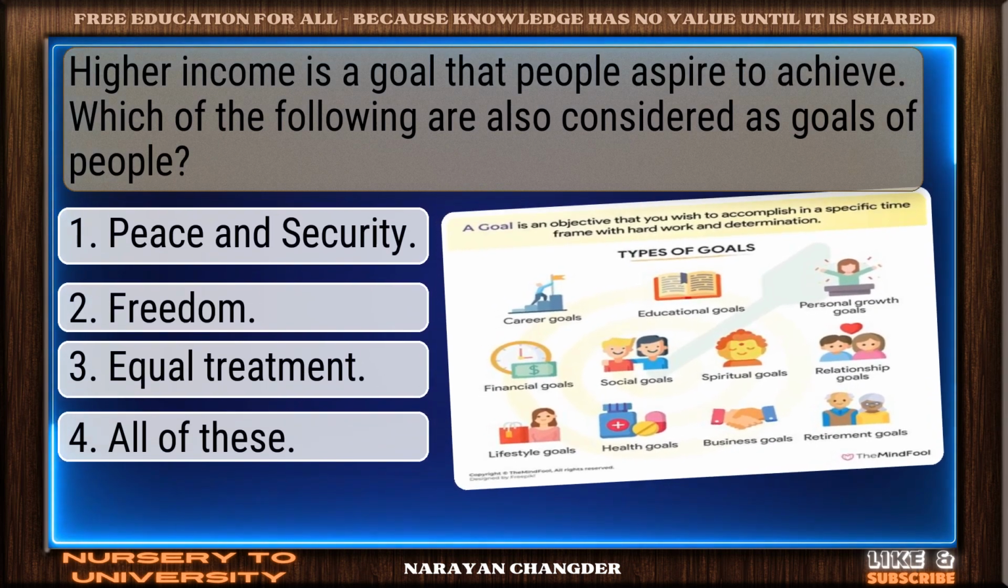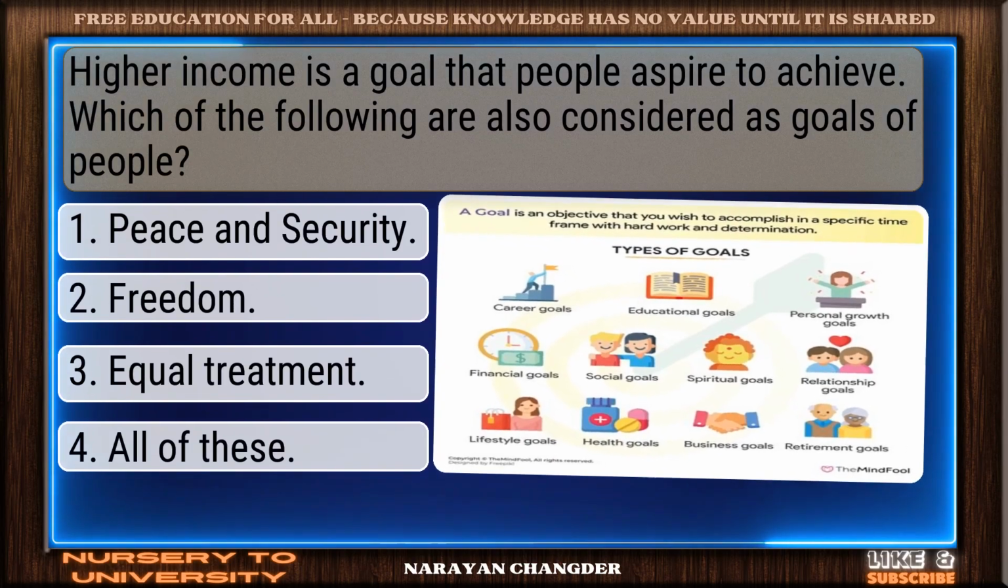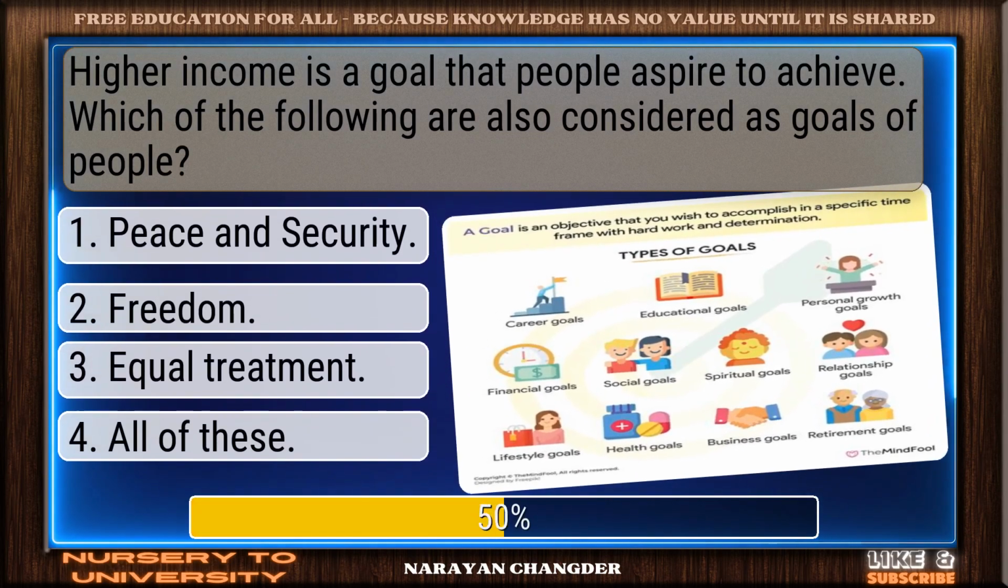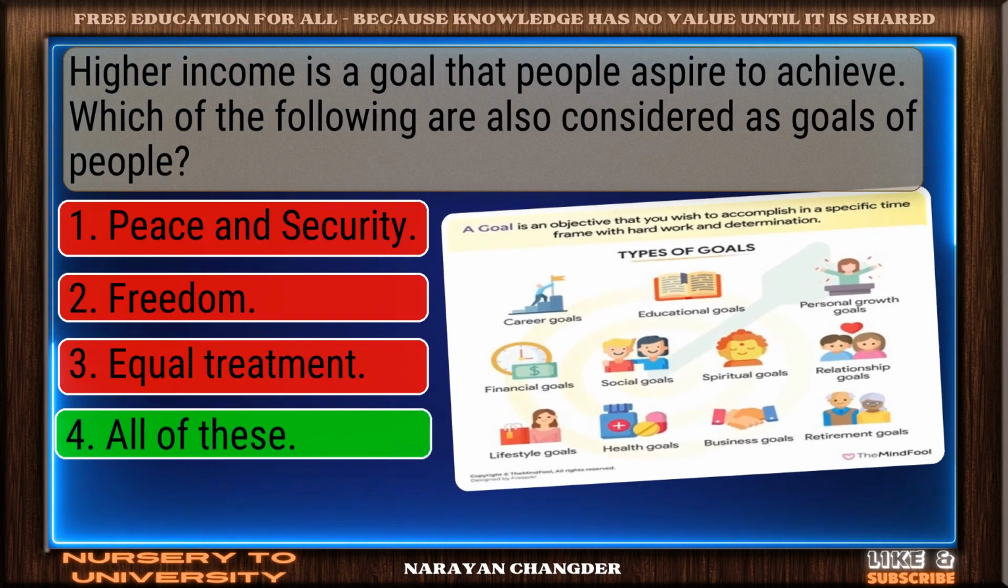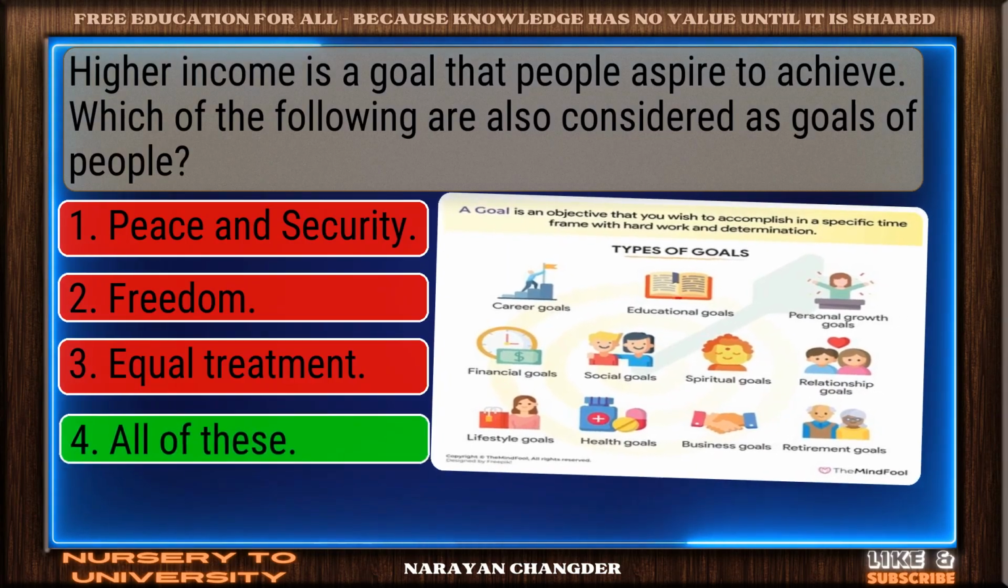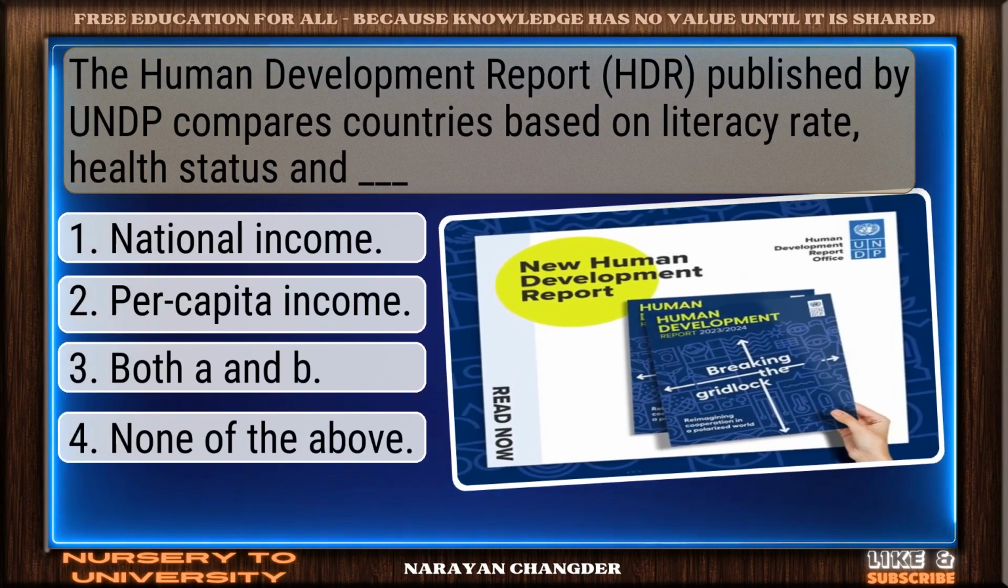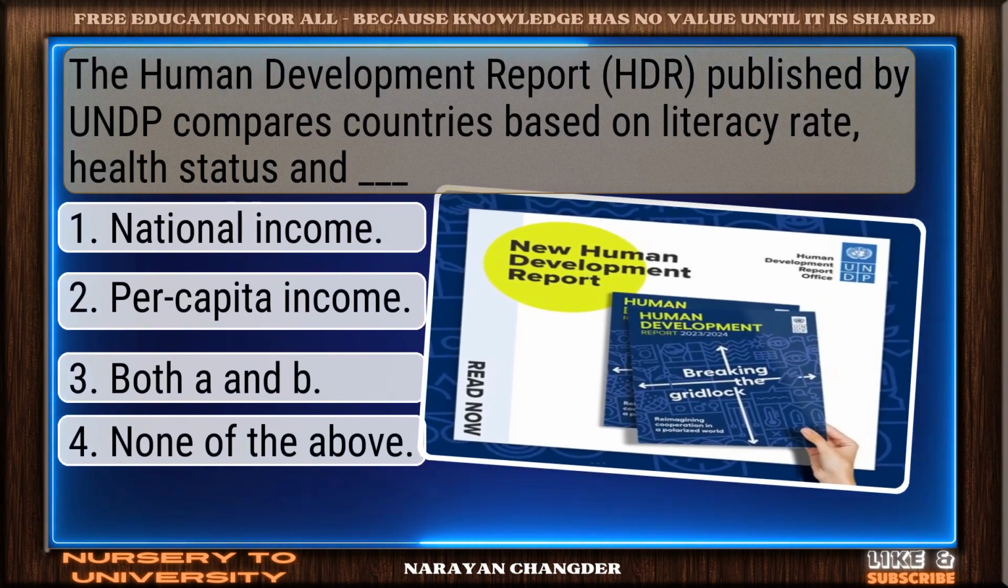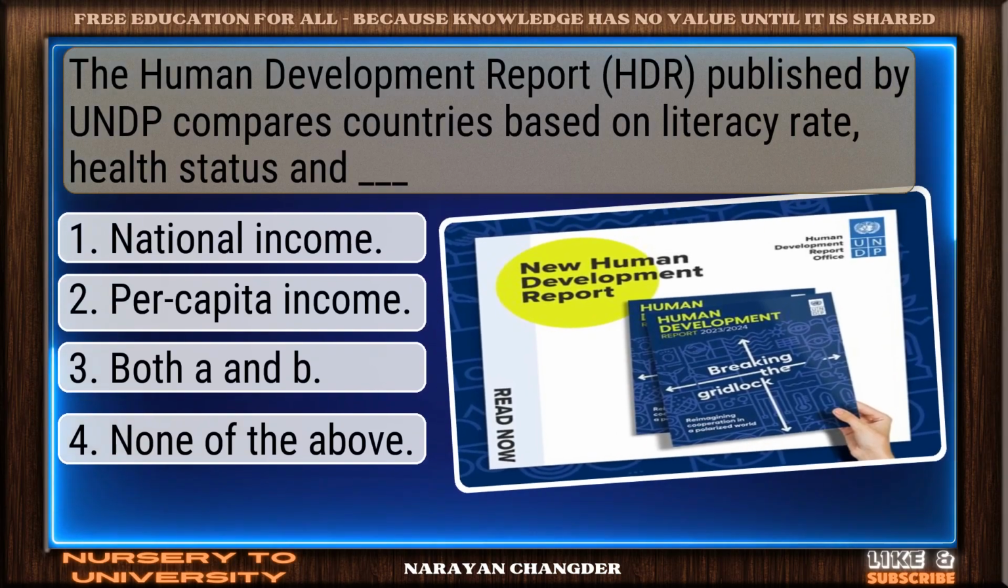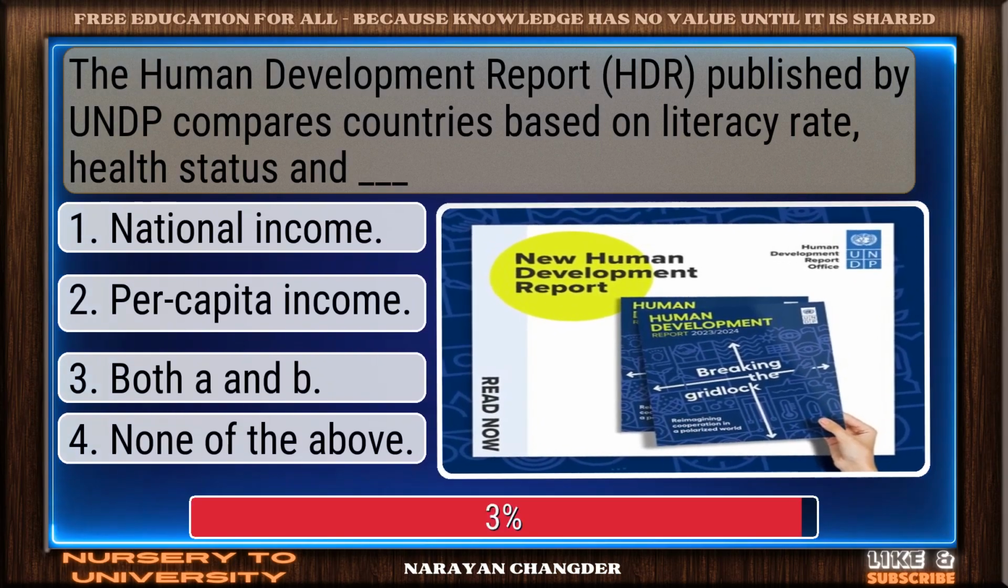Higher income is a goal that people aspire to achieve. Which of the following are also considered as goals of people? On track. All of these is correct. The Human Development Report published by UNDP compares countries based on literacy rate, health status, and dash.